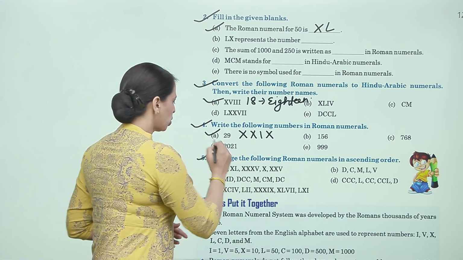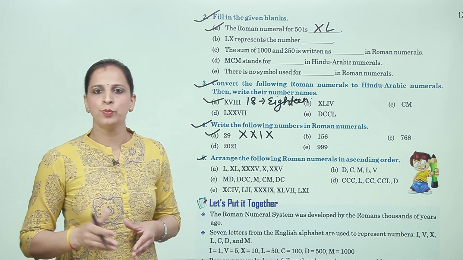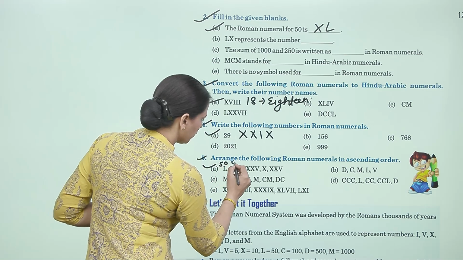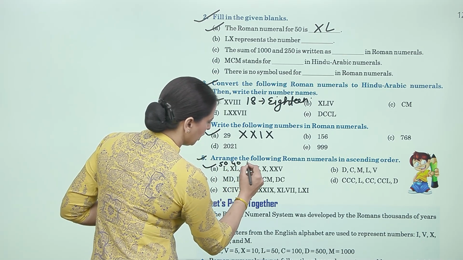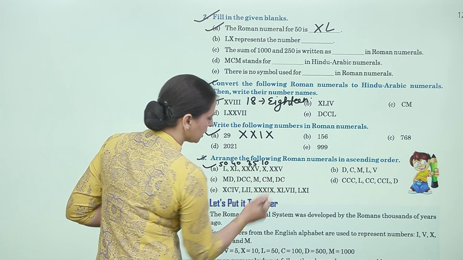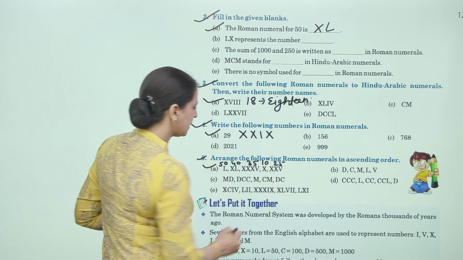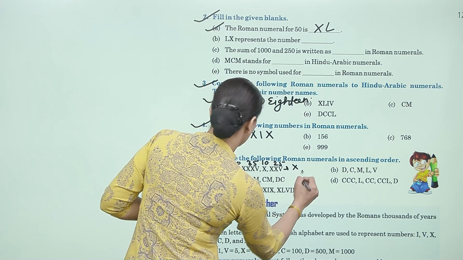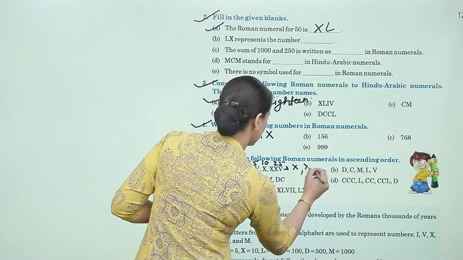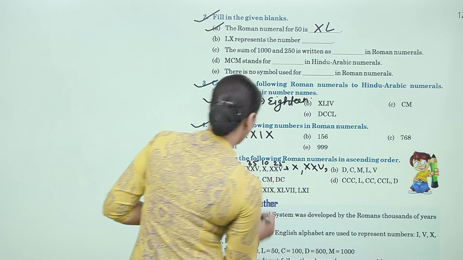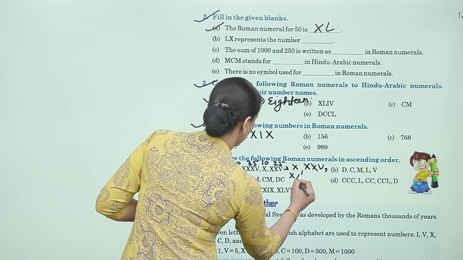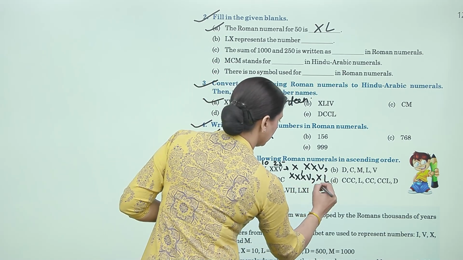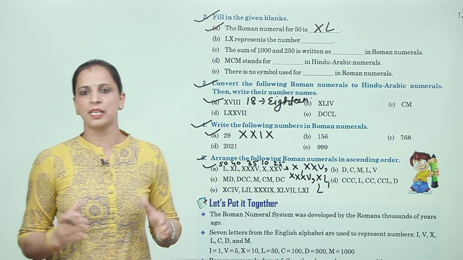Now next question number 5. Arrange the following Roman numerals in ascending order. A part. L is 50. XL is 40. XXXV is 35. X is 10. XXV is 25. So in ascending order, first of all that is 10, X, then 25 is XXV, after that is 35, XXXV, and after that is 40, XL, and then L. तो बच्चों सेम मेथड को यूज करते हैं, बाकी के पार्ट्स आप खुद ट्राई करेंगे.